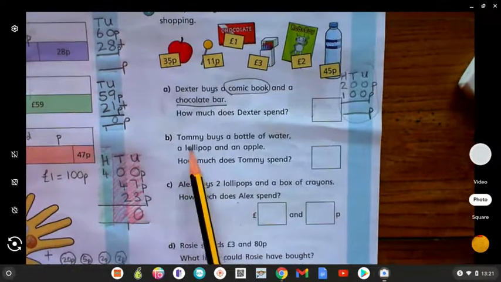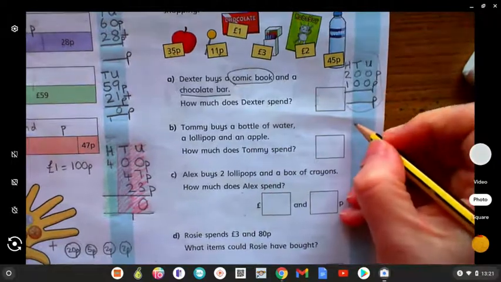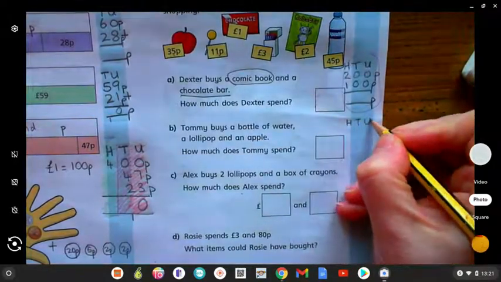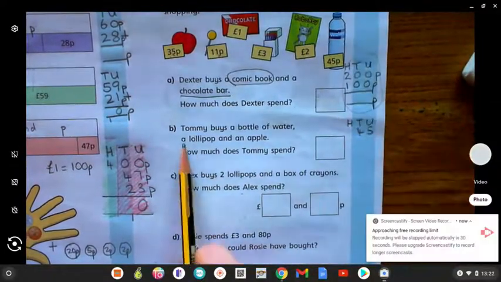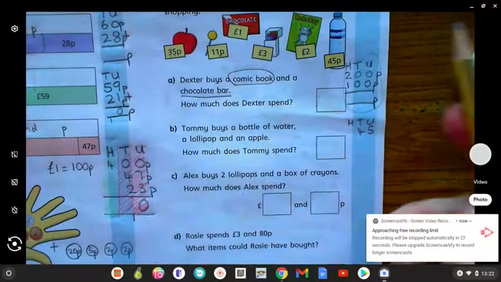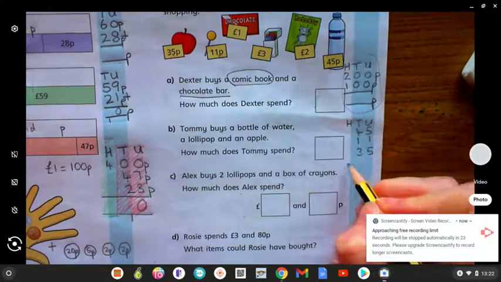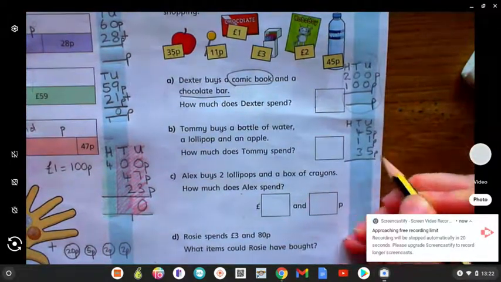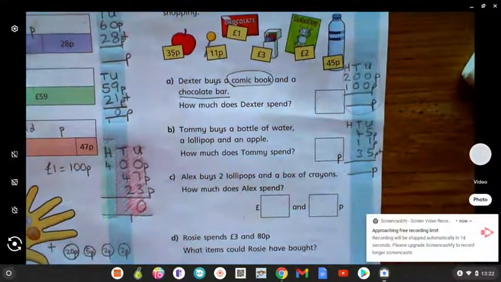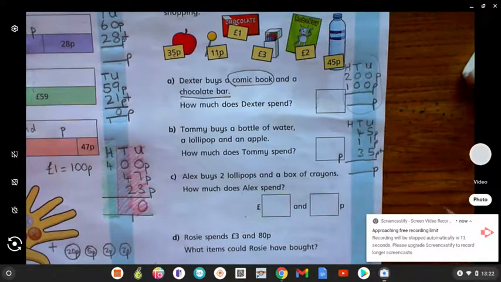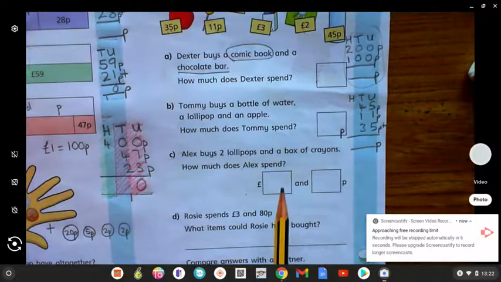Right. Tommy buys a bottle of water, a lollipop, and an apple. So this one's going to be 3 amounts total. So a bottle of water is 45p. A lollipop is 11p. And an apple is 35p. Okay, so pop it there. Your answer will be in pence because you're adding pence together. And then you start that process, okay, with your carrying, and so on. So use your column addition methods for these.